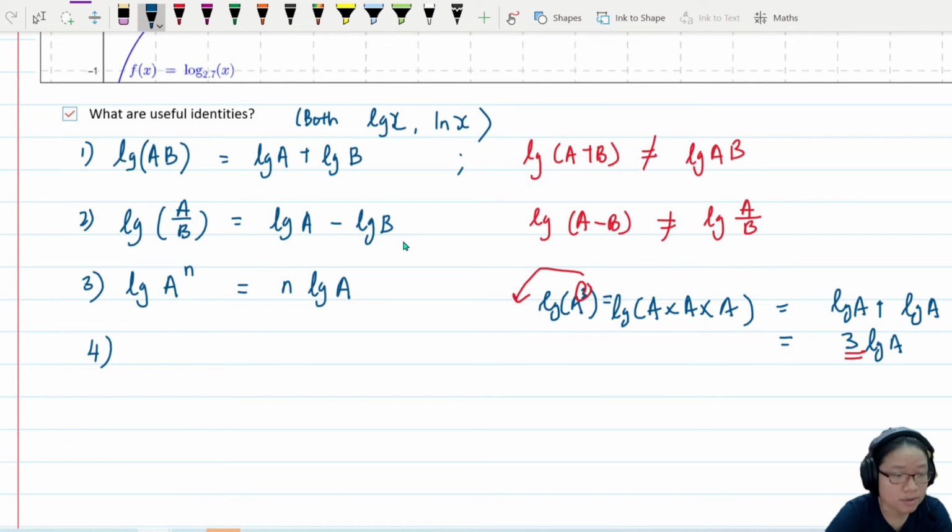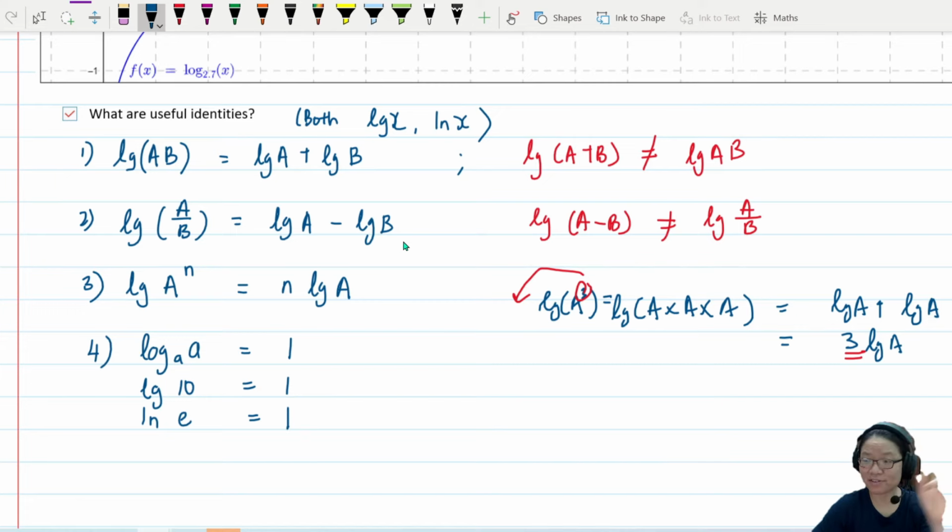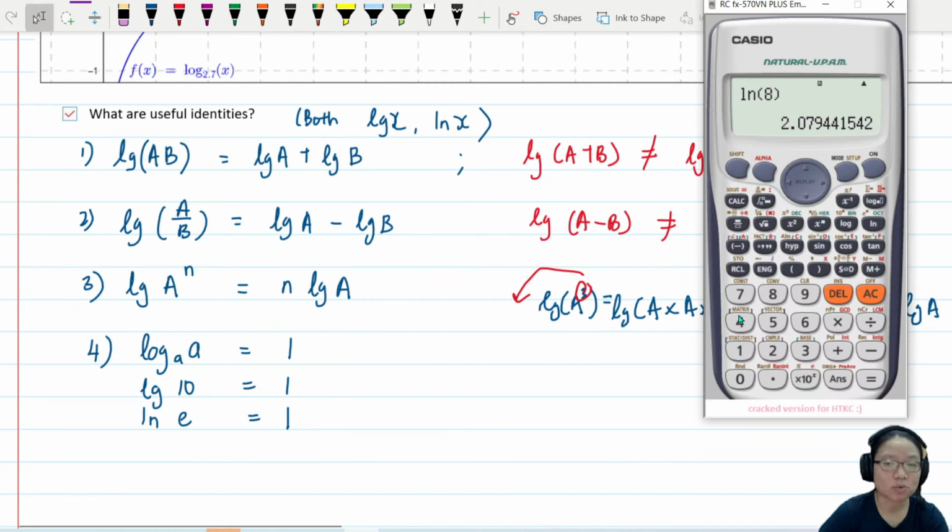The 4th one is, let's say I have log A, the base is A, the number is also A. This one is 1. For example, log 10 is 1 because the base is 10. Ln E is also 1. My second favorite number after 0.